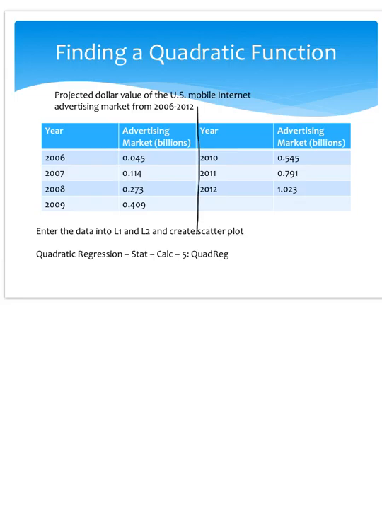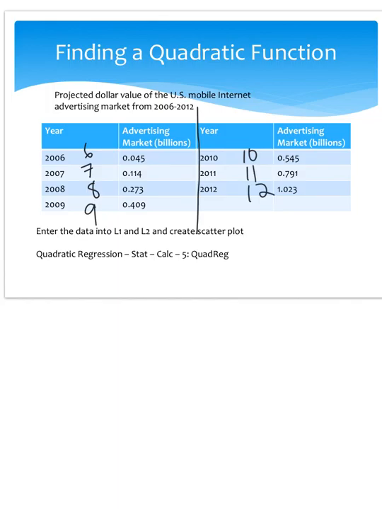So you're going to do the years since 2000 to represent the year. So we're going to say 6, 7, 8, 9, 10, 11, and 12. So go ahead and put them into L1 and L2.